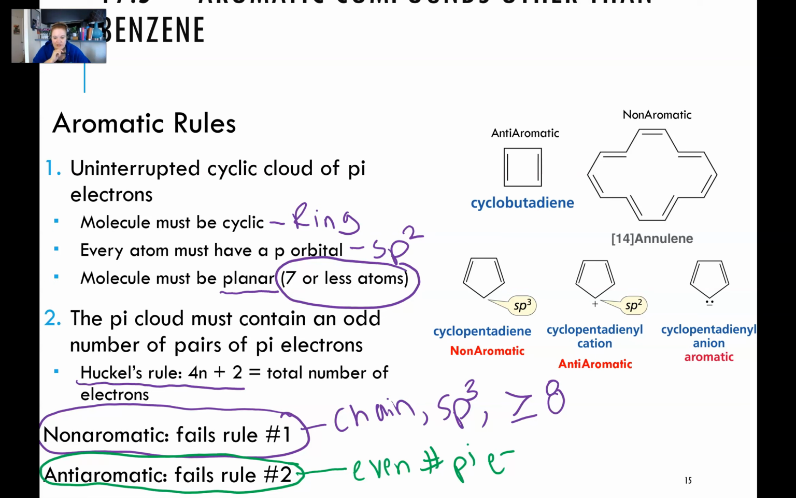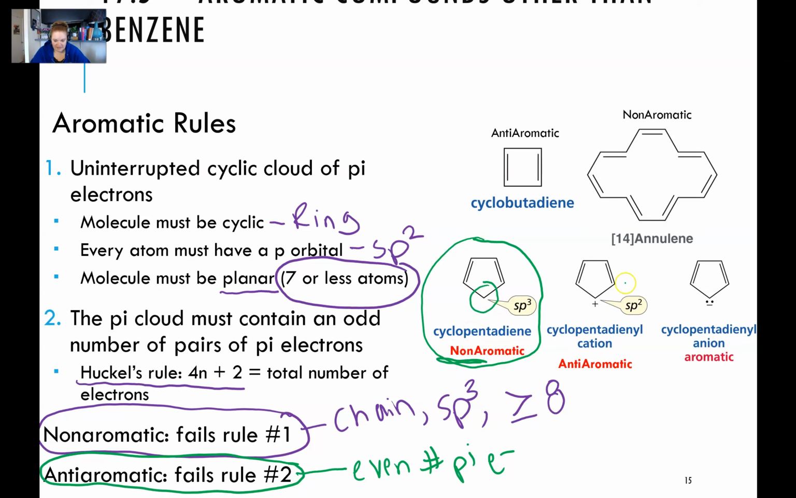So let's look at a couple of examples over here. We're going to look at that cyclopentadiene row. Starting from left to right, starting right here, we have a ring, we have an sp3 carbon. So already it's failing rule number 1. It passes the first checkbox, it is a ring, but we don't have an uninterrupted cycle of pi electrons because we have that sp3 carbon. Because it fails that first rule, we're labeling it as non-aromatic.